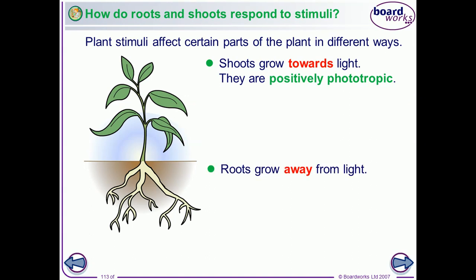Roots grow away from the light. So because they're growing away from the light, their response is known as negatively phototropic. It's negative because it's away from the light, and it's phototropic because it's a response to light.